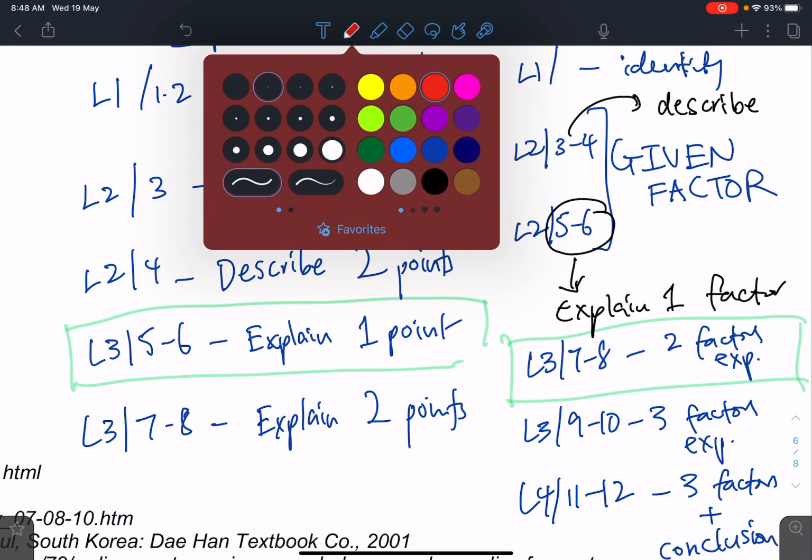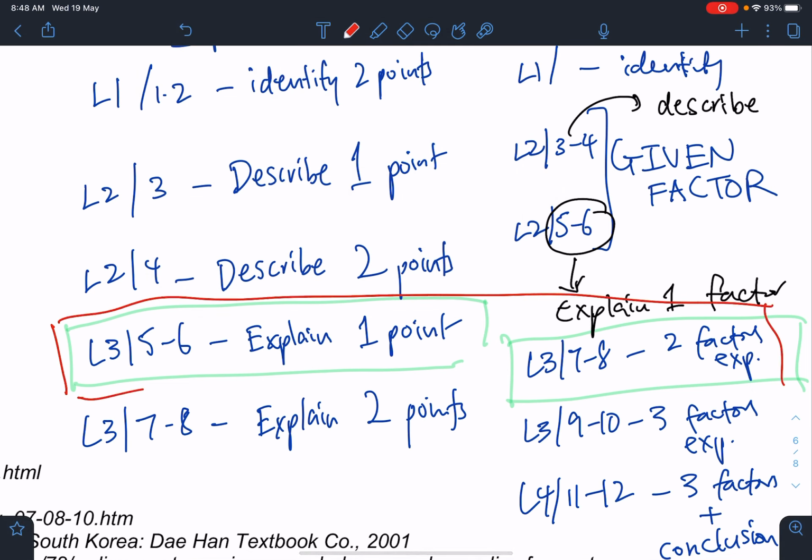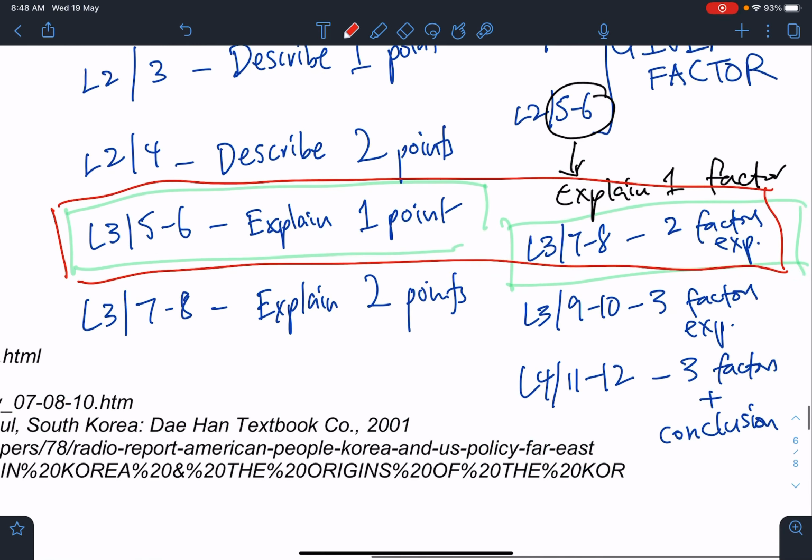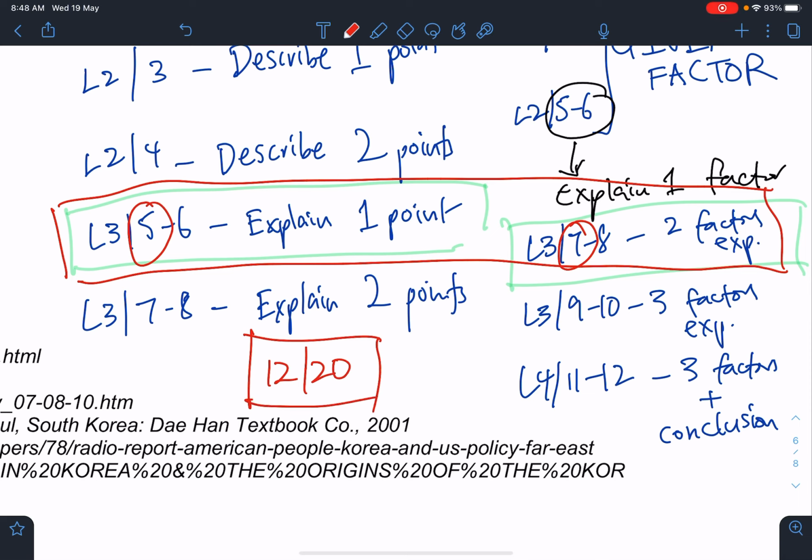Okay, if you look at me, look at what I'm showing you now. All you need to do, you can write 3 points and you could get 5 marks and 7 marks. That is 12 upon 20. That is a solid B. And that is a very good base to build into an A.